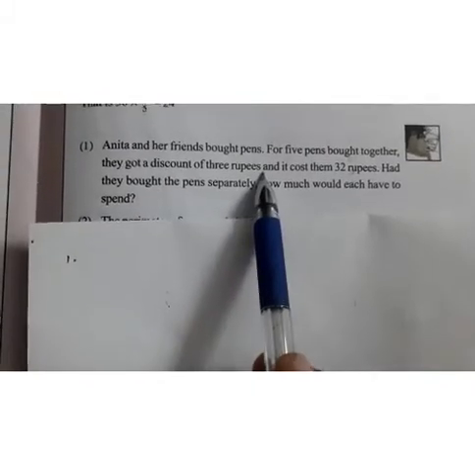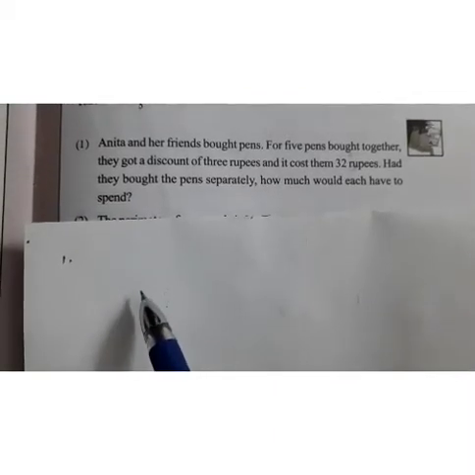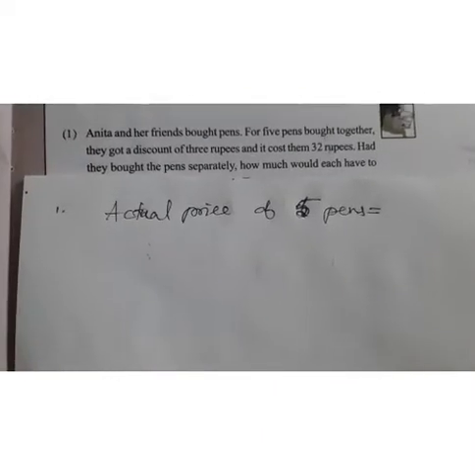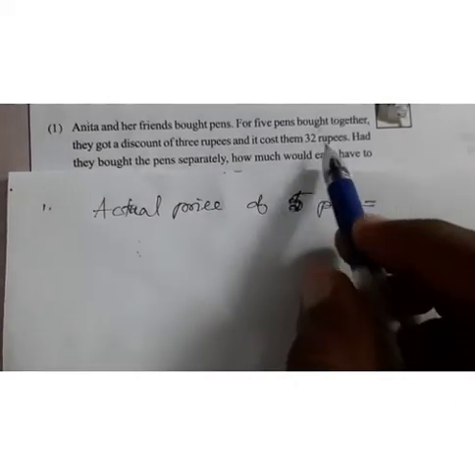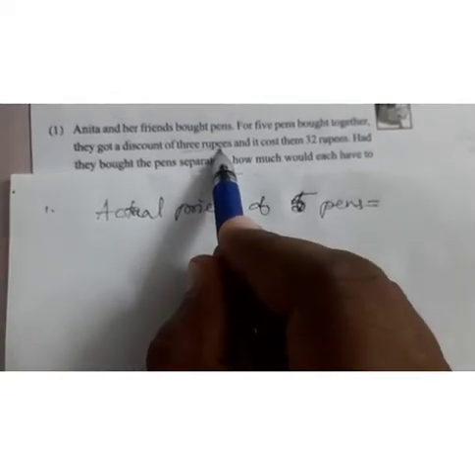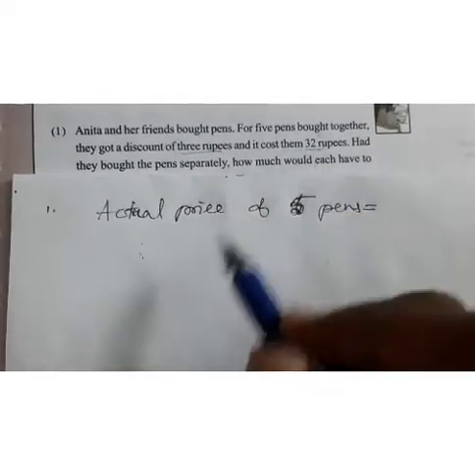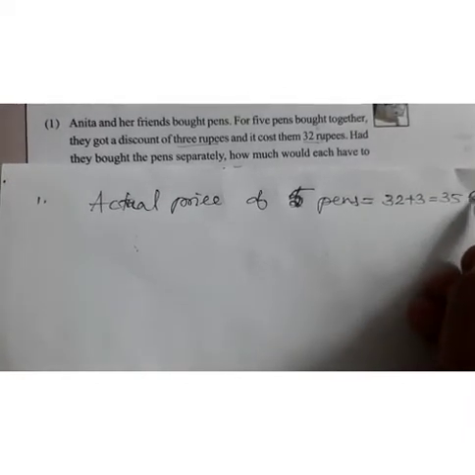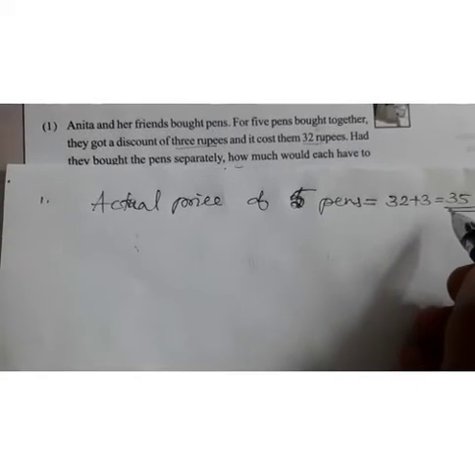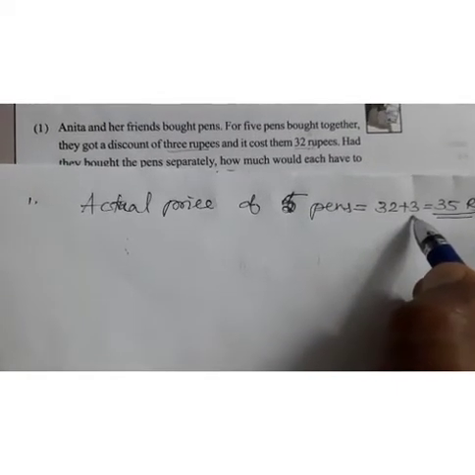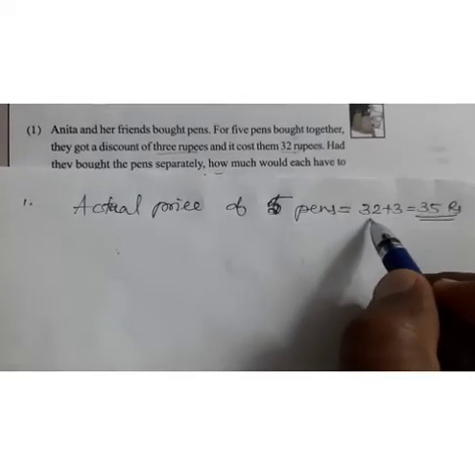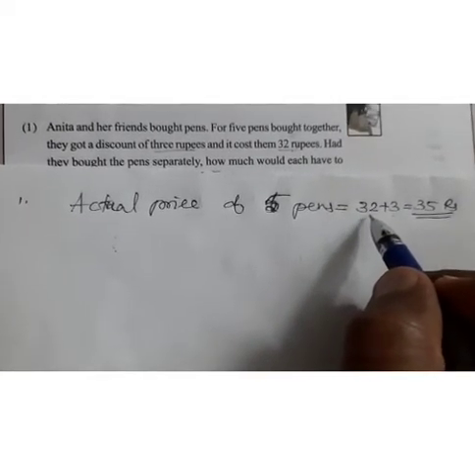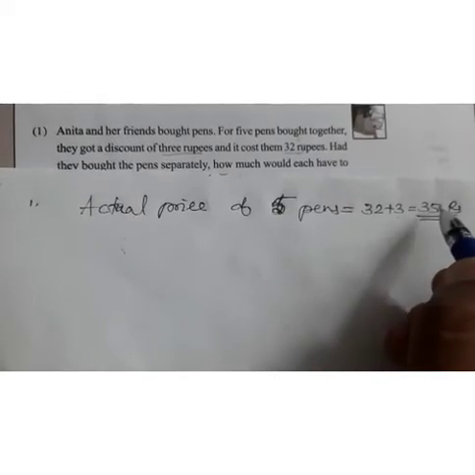They bought them together, that's why they got the discount of 3 rupees. And without the discount, what is the cost? What is the actual price of the pens? They got a discount of 3 rupees, and they paid 32. So 32 plus 3 is 35 rupees. That is the actual price. They bought together, that's why they got a discount of 3 rupees, and paid only 32. So without the discount, the answer is 35 rupees.